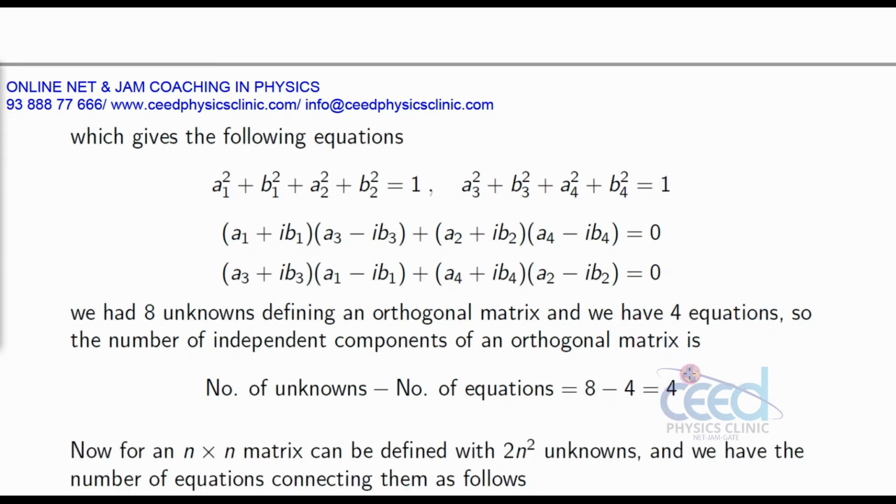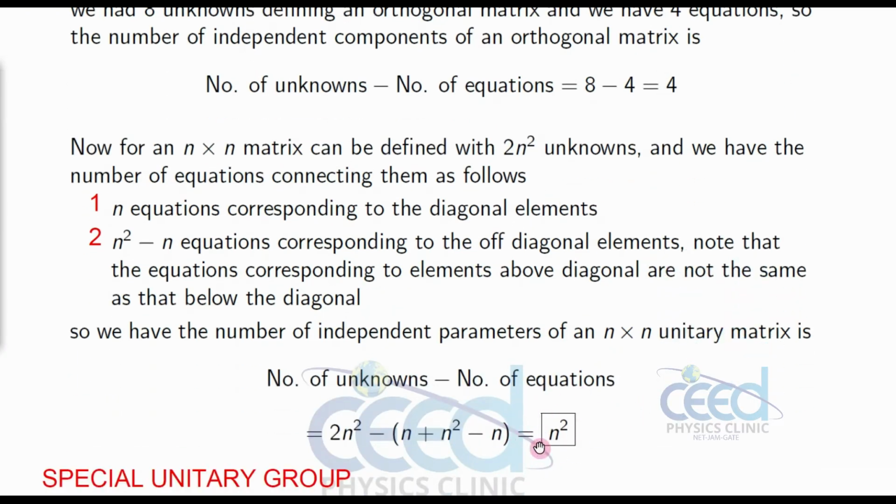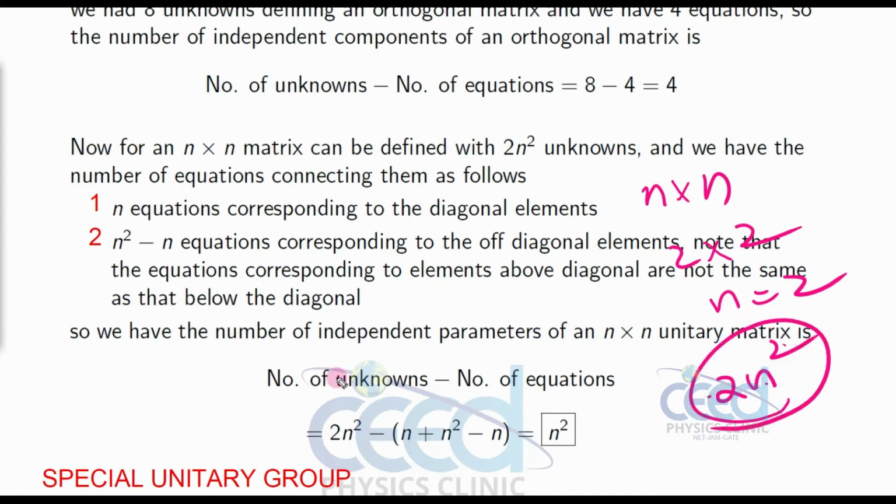As we have chosen an n by n matrix, a 2 by 2 matrix, I can say the number of independent variables is n square. How was this formed? We selected a 2 by 2 matrix, that means n is equal to 2. How many unknowns? We have 8. How is 8 formed? 2n square: 2 square is 4, 4 into 2 is 8. So we have 2n square unknowns.